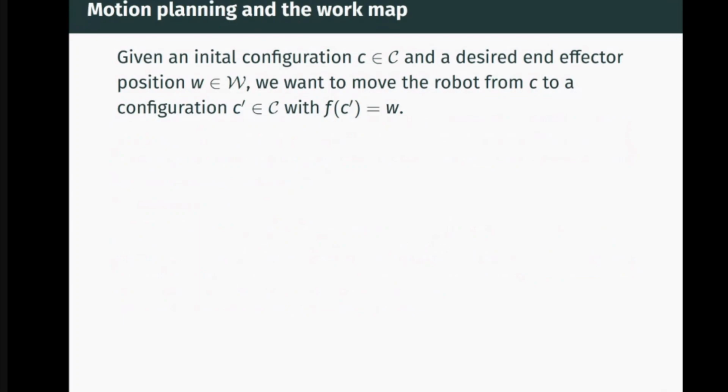And this we want to now go back to the motion planning problem. And again, we want to study this motion planning problem now with these ideas in mind. So the abstract problem would be: given some configuration C in this configuration space curly C, and some end effector position W, we would like the robot to move from C to some position, let's call it C prime, where f of C prime is W, so where the end effector has the position we want.